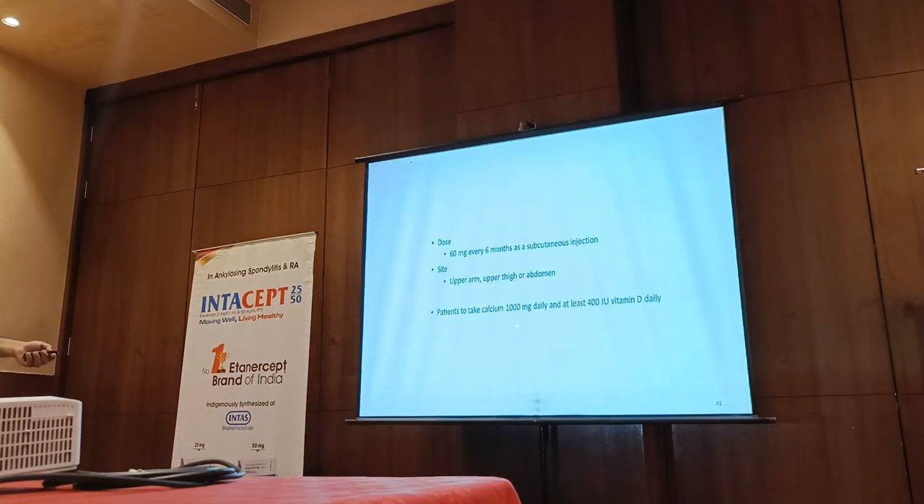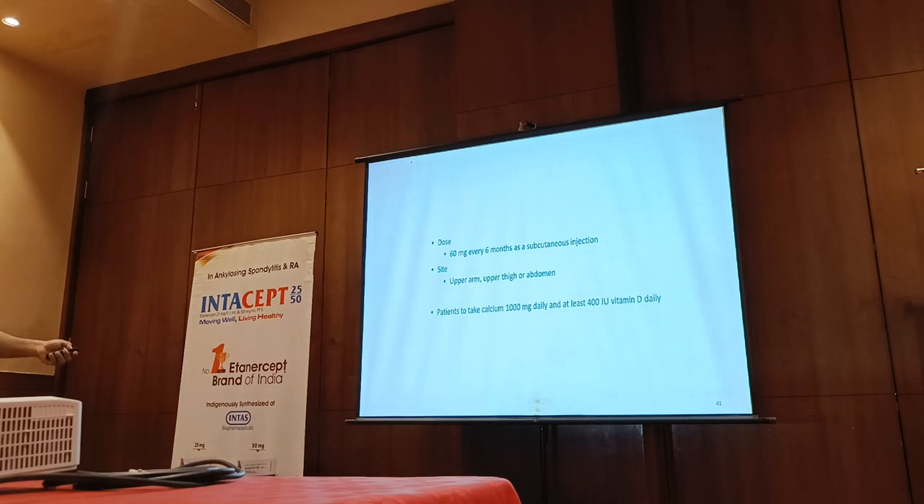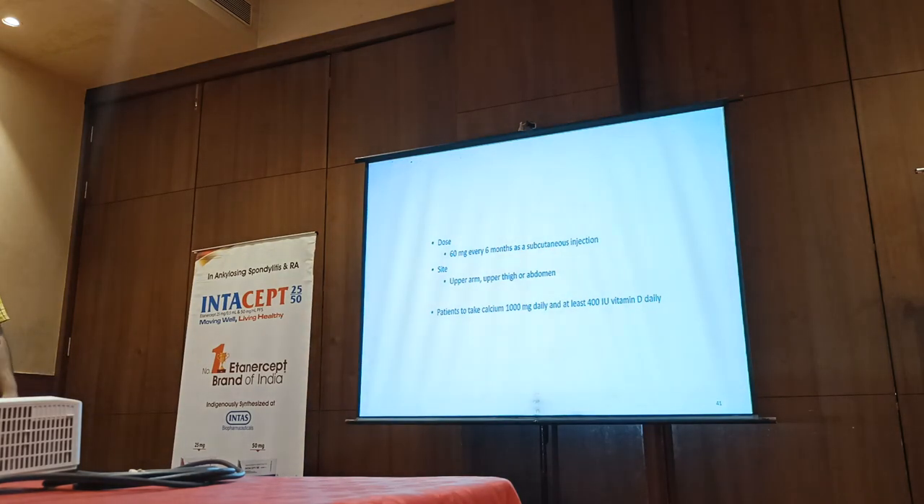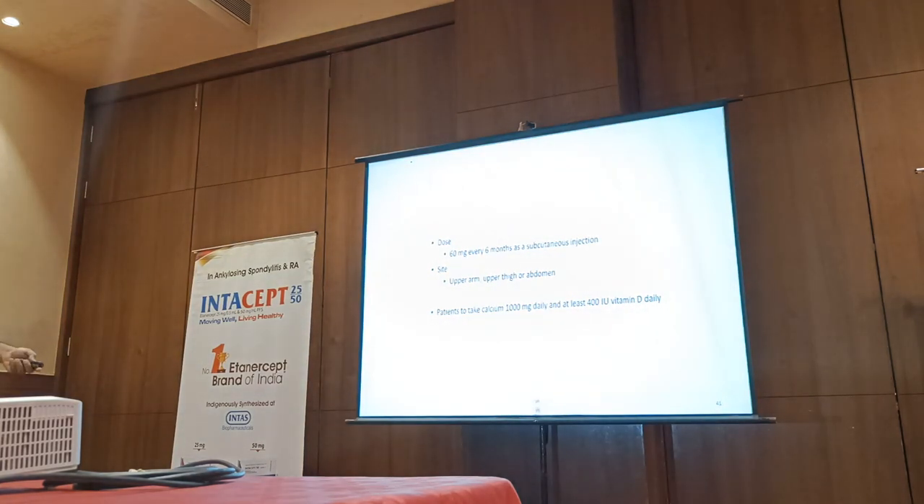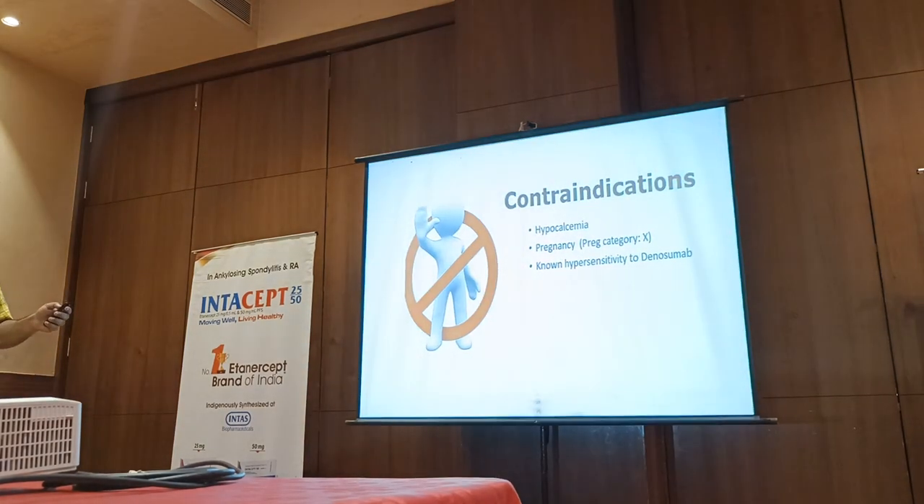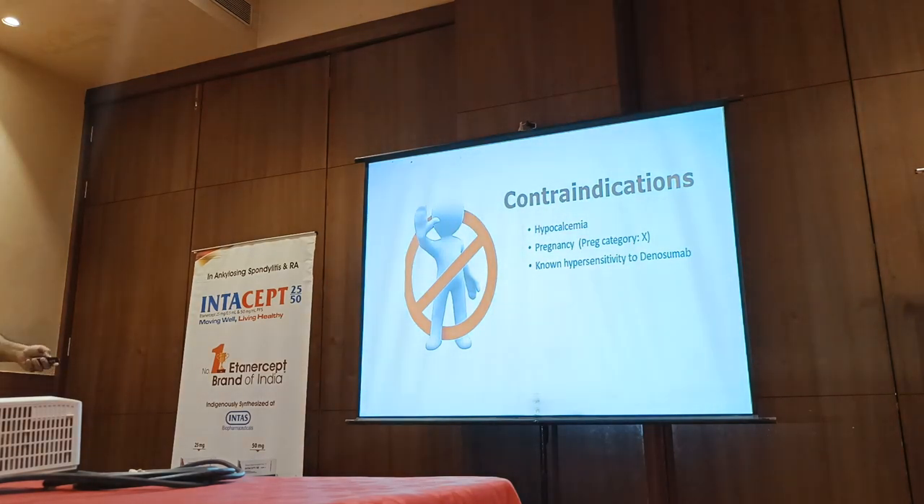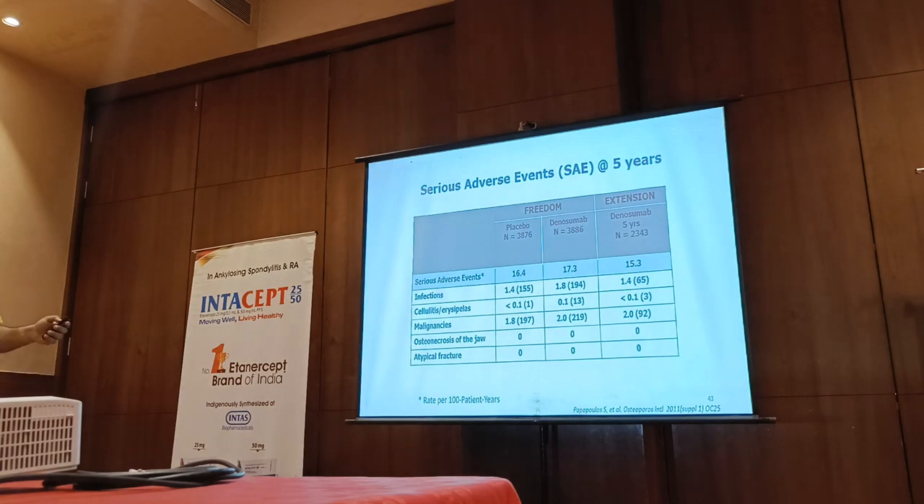So the dose is 60 mg every 6 months as a subcutaneous injection. The preferable site is the upper arm, upper thigh or abdomen. Patients should take calcium 1000 mg daily and at least 400 international units of vitamin D every day along with denosumab, 6 monthly therapy. What are the contraindications of denosumab? Hypocalcemia, pregnancy and known hypersensitivity to denosumab itself.